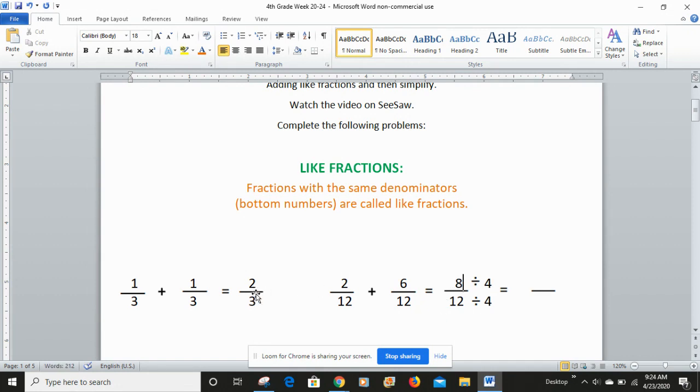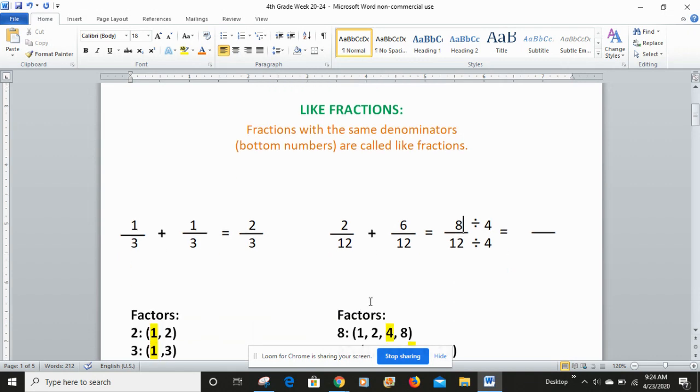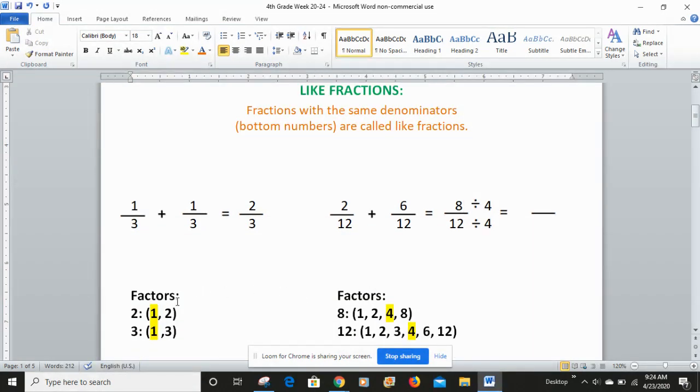Now, I've got the answers to my addition problems, but now I have to ask myself, do I have these fractions simplified or in lowest terms? How do I do that? I check them by using my factors. And if you remember, the factors are just numbers that multiplied together equal that number, or they can be the numbers that divide into the number evenly with no remainders.